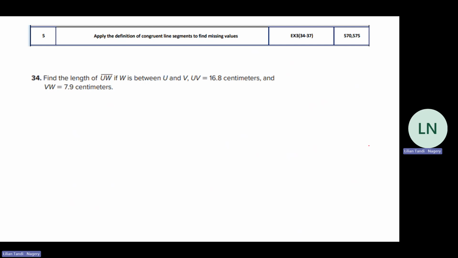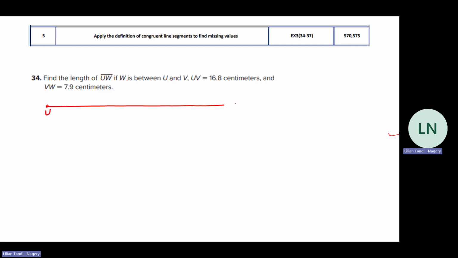In question 34, it says, find the length of UW if W is between U and V. Draw the picture. You'll see clearly. You don't want UV, you've been given UV, and you've been told W is between U and V. So it doesn't matter where on this line you put W, because it has to be between.